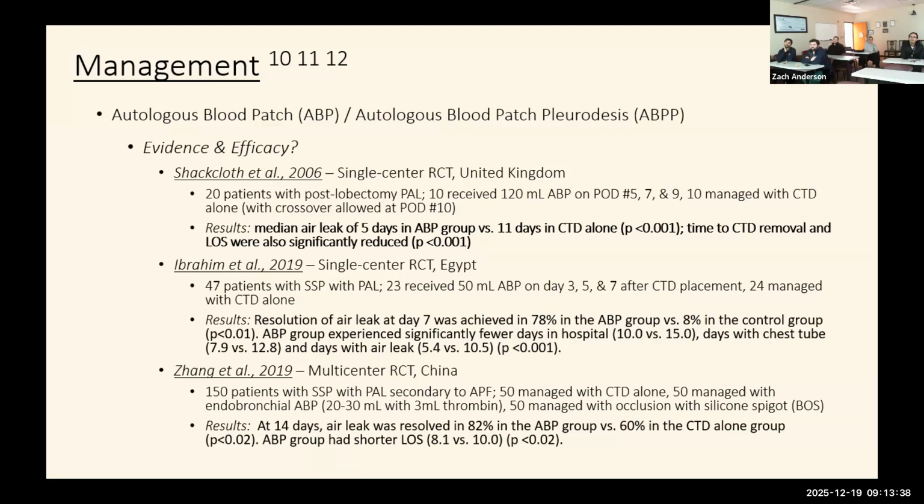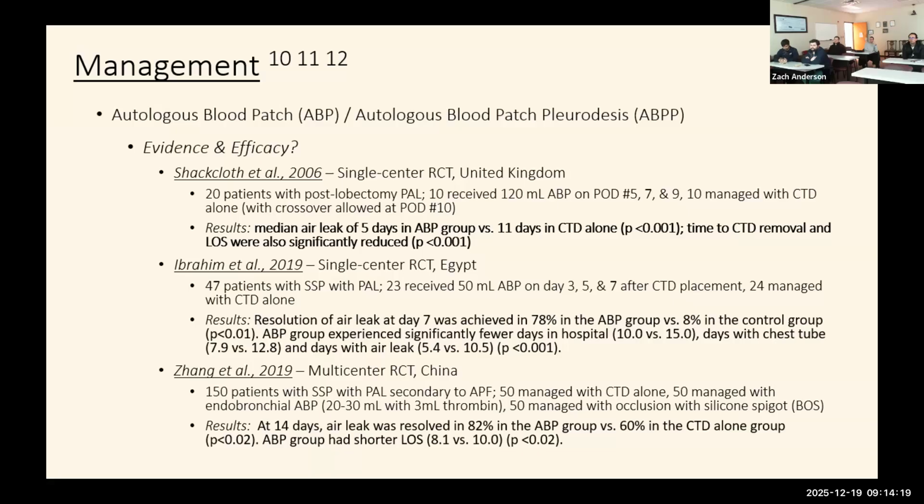So what's the evidence? There's really 3 major RCTs, one in UK, one in Egypt, one in China. Basically all they've shown is that air leak duration is shorter with ABP, and time to chest tube removal and length of stay were shorter. The strongest one to date is Zhang et al. in 2019 out of China, who had a 3-arm multi-center trial, 50 people on chest tube drainage alone, 50 on bronchial blood patch, and 50 with what they called occlusion with silicone spigot, which we do in the United States with valves.